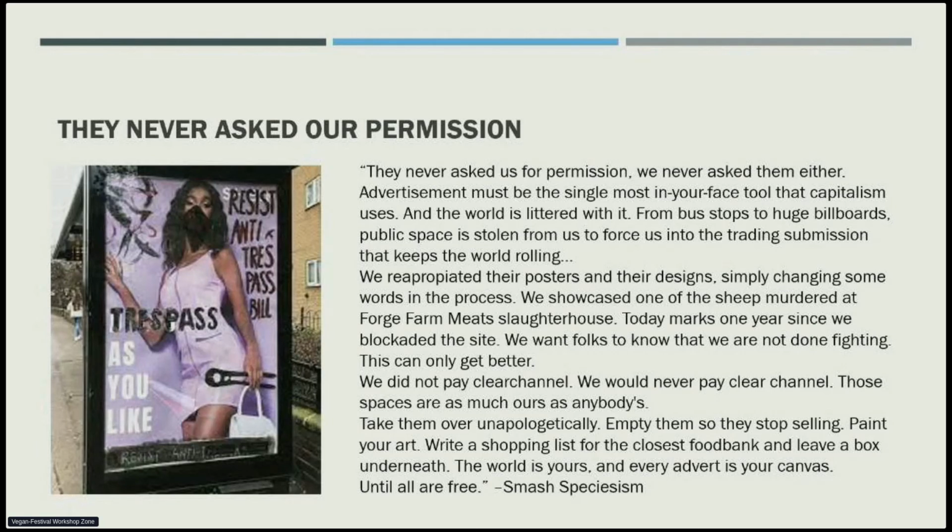Advertisement must be the single most in-your-face tool that capitalism uses, and the world is littered with it. From bus stops to huge billboards, public space is stolen from us to force us into the trading submission that keeps the world rolling. We reappropriated their posters and their designs, simply changing some words in the process. We showcased one of the sheep murdered at Forge Farm Meat Slaughterhouse. Today marks 1 year since we blockaded the site. We want folks to know that we are not done fighting. This can only get better.